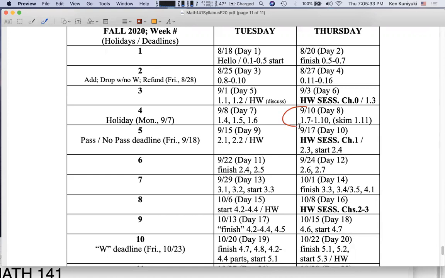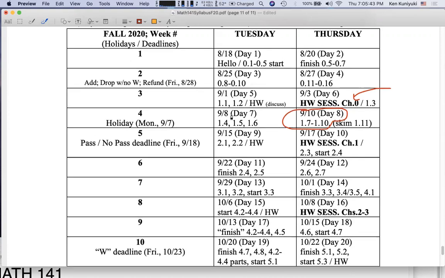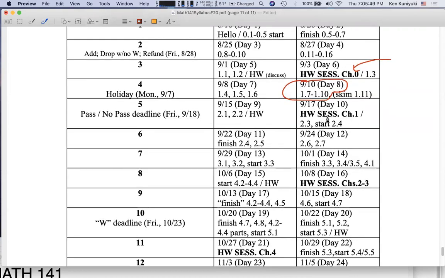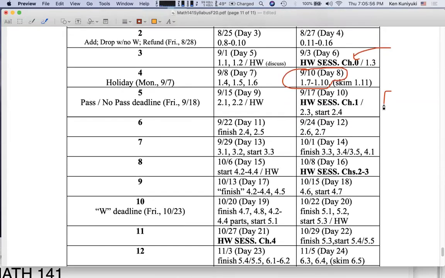Okay, we're going to finish up chapter 1. 1.11 is optional, so we're going to skim over that. The homework for chapter 0 I'm still working on. That's taking a while. The grading is slow this month, remember. So next week we're going to start chapter 2, although that's not going to be on the chapter 1 homework, obviously. Your next homework is going to be due on Friday, September 18th. That's when the homework for chapter 1 is due.